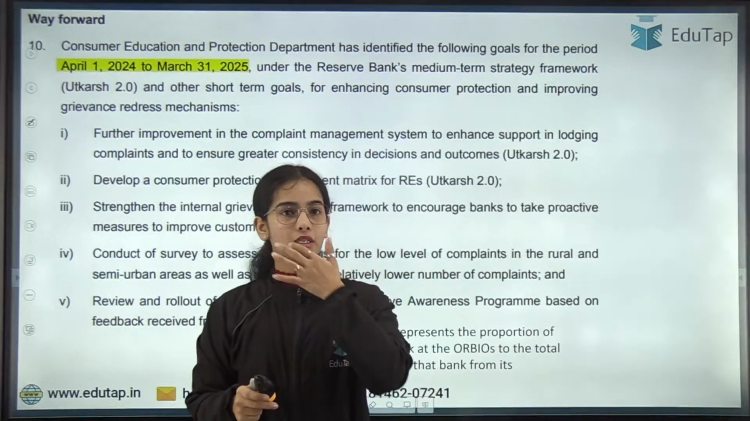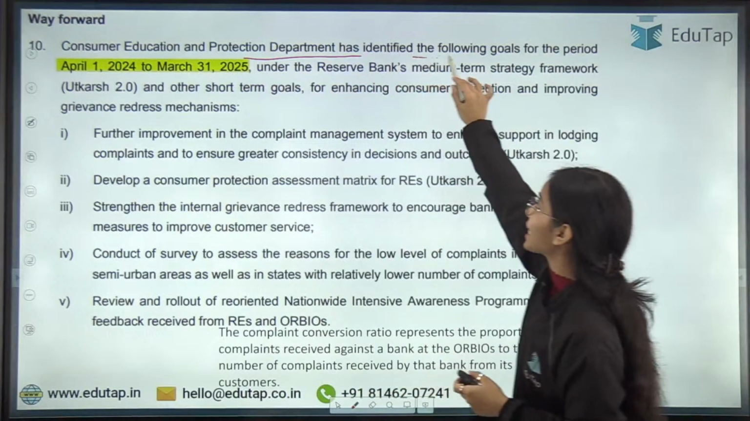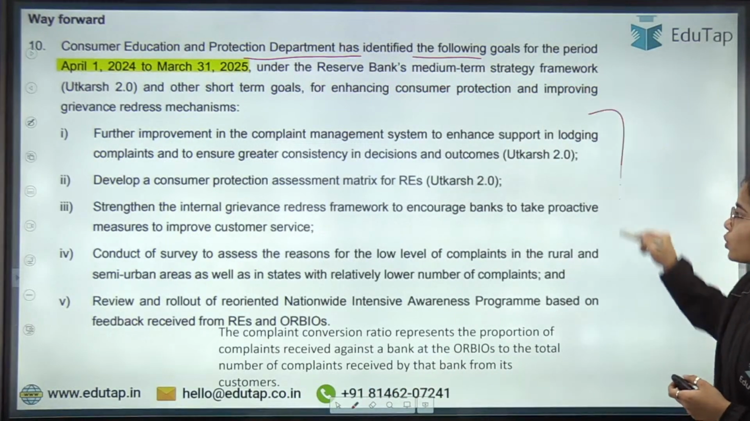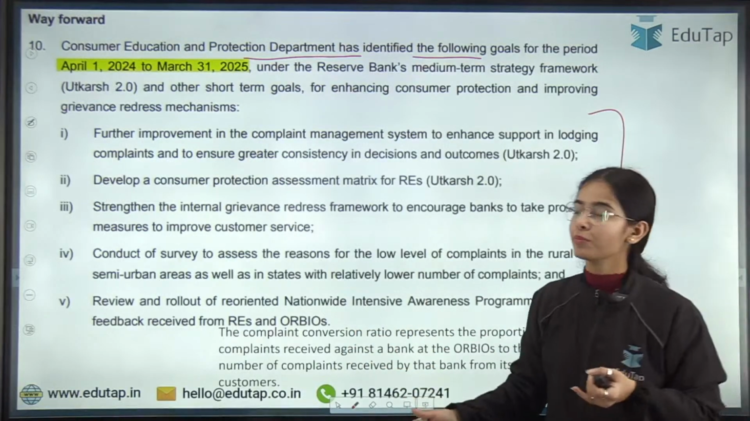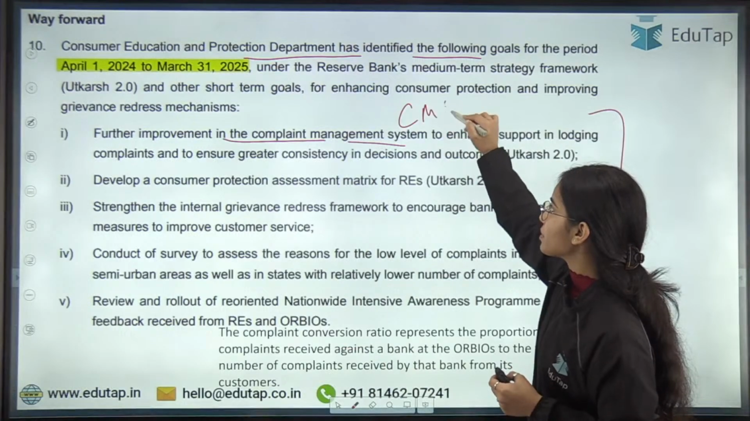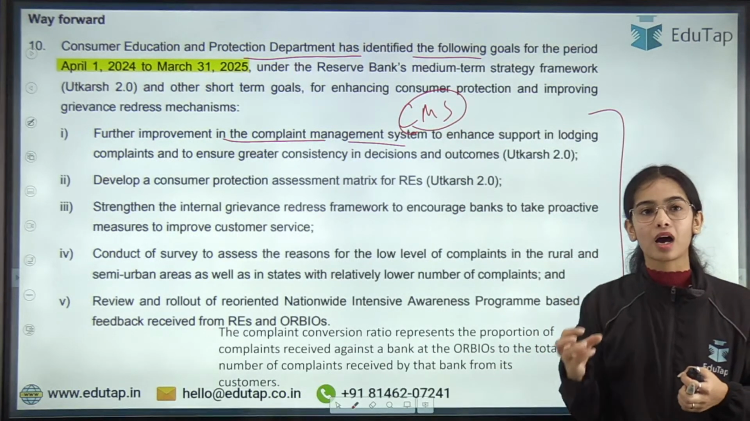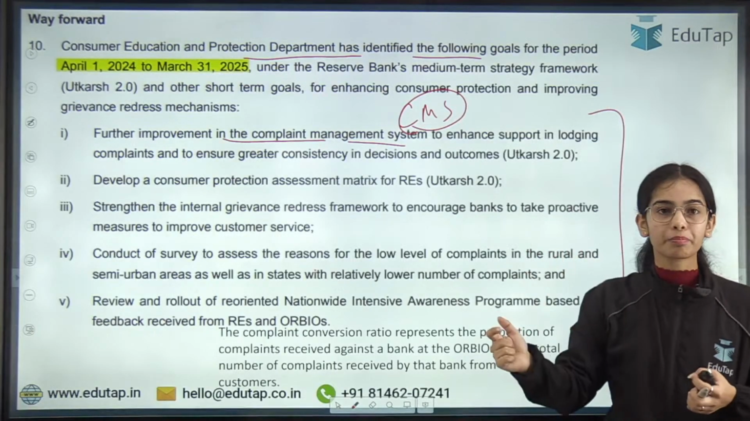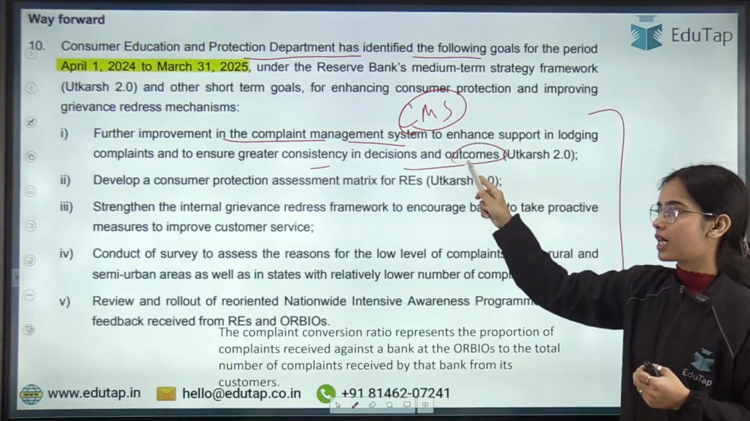Now, the way forward. The Consumer Education and Protection Department has identified the following goals for the coming financial year that is ongoing. First, further improvement in the complaint management system. In the CMS portal of the RBI, further improvement should happen to enhance support in lodging complaints and to ensure greater consistency in decisions and outcomes.